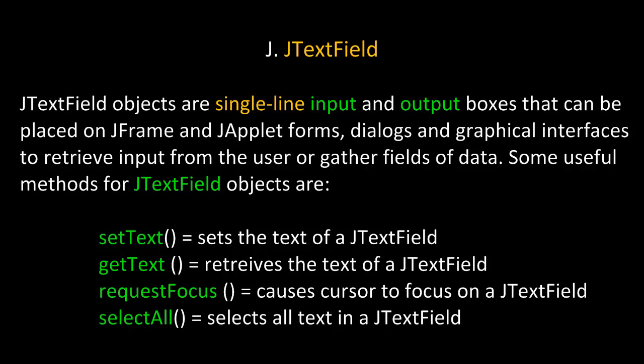JTextField objects are single-line input and output boxes that can be placed on JFrame and JApplet forms, dialogues, and graphical interfaces to retrieve input from the user or gather fields of data. Some useful methods for JTextField objects are setText, which sets the text of the JTextField, getText, which will retrieve the text of a JTextField, requestFocus, which causes the cursor to focus on a JTextField, and selectAll, which selects all the text in a JTextField.